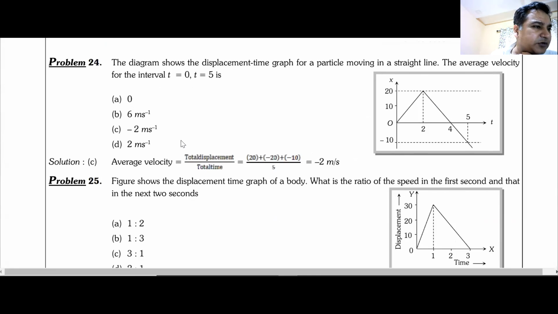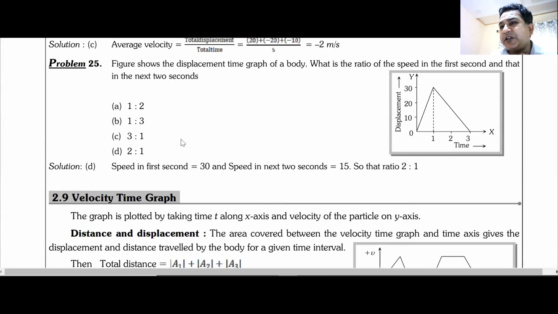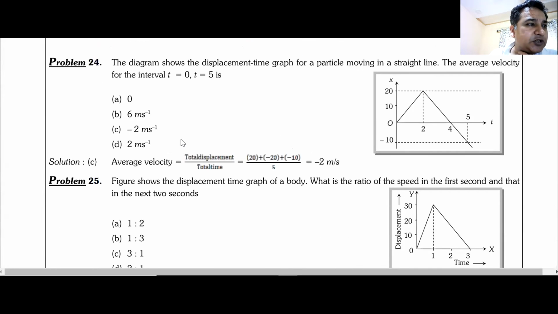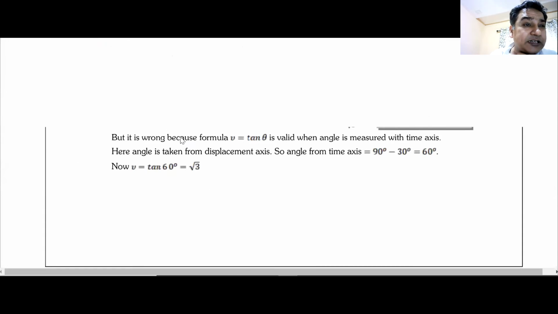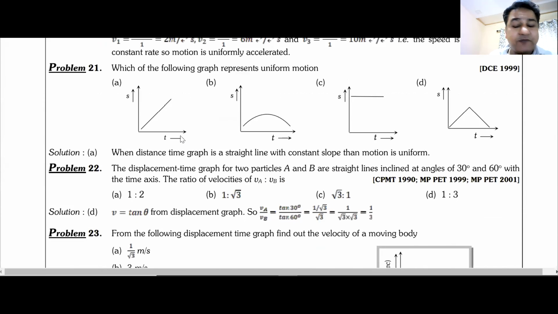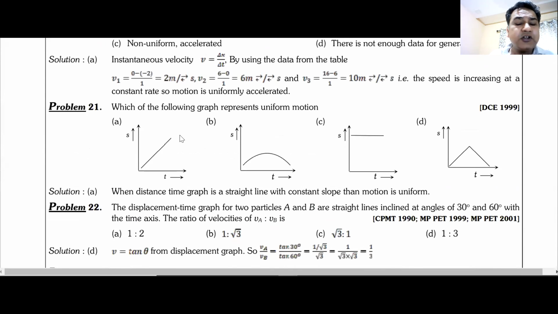I think there are 25 problems. So from problem number 20 to problem number 25, please attempt those problems. I would be very happy if you can do this. You can also attempt problems from your DPP in the graph section. We'll come to that in the next class.